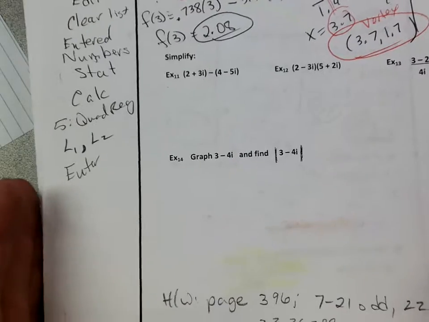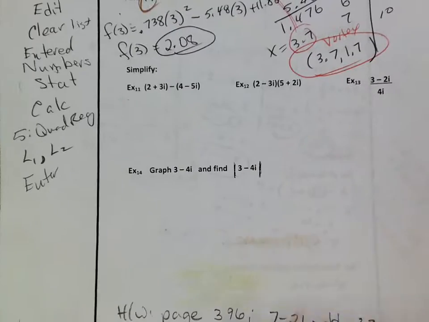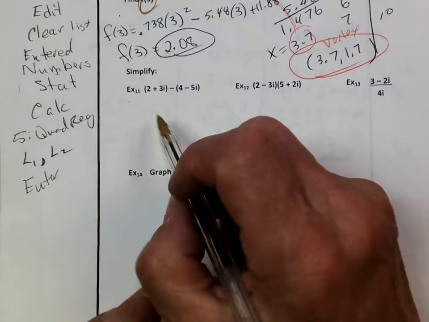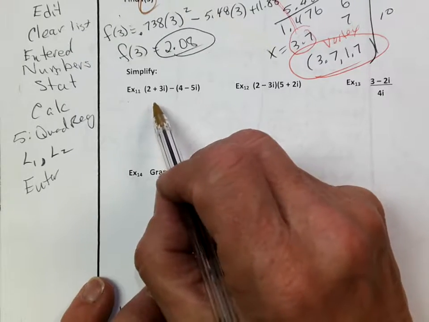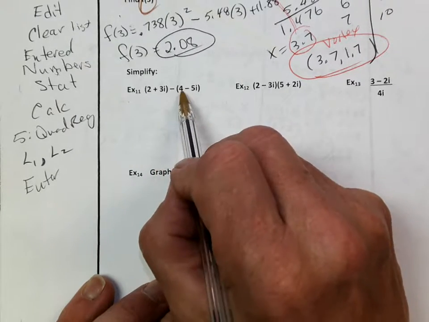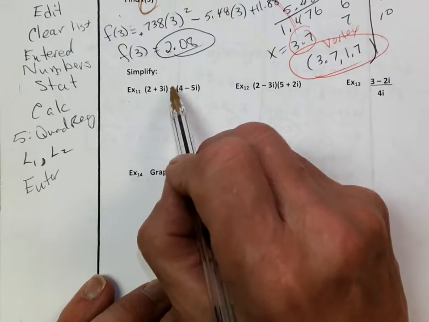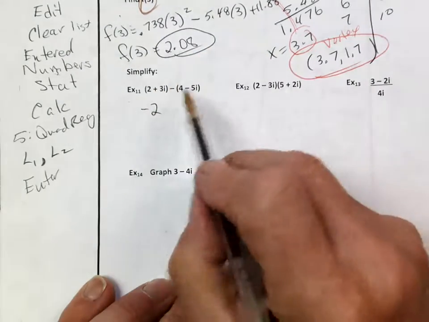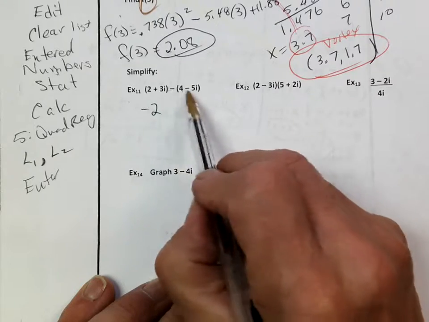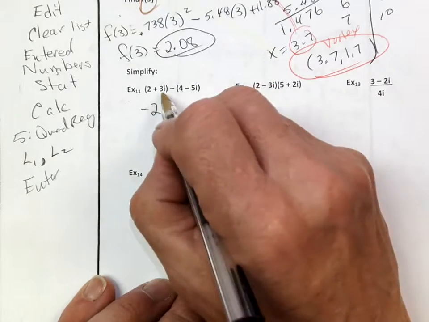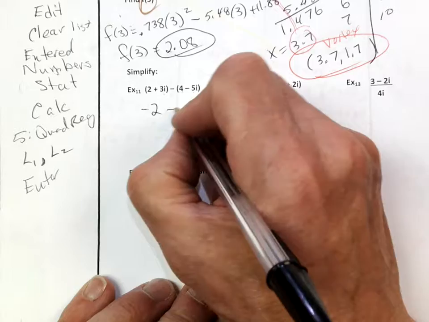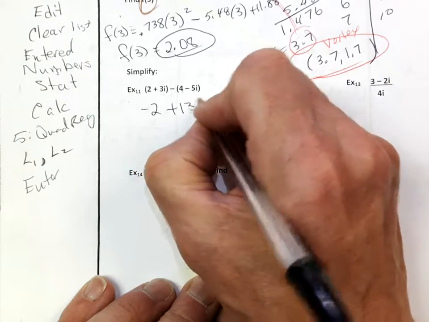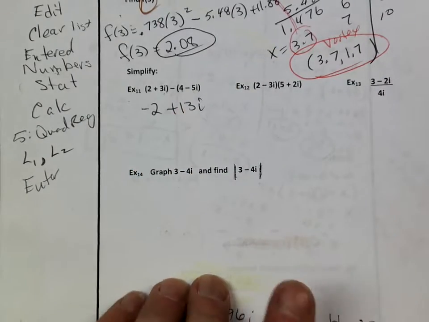Let's move on to the easy stuff, really. This is the easy stuff, okay? All right, imaginaries. So add real numbers with real numbers. So I'm going to get 2 minus 4, which is negative 2. 3i minus minus, double negative, so it's really plus. 3i plus 5 is a positive 13i. Be careful of the double negative right here.